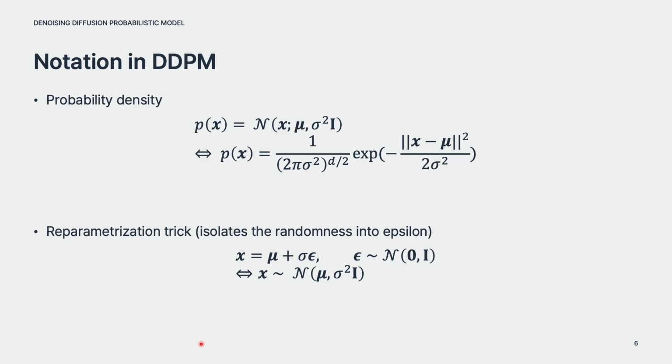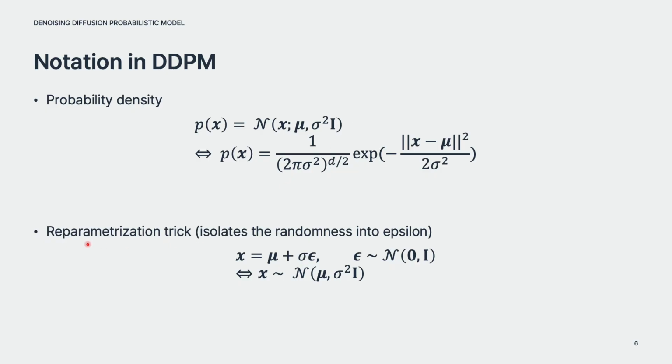Before we dive deeper into DDPM, there are a few notes on the notation used in DDPM. When we write p(x) equals N and so on, we simply mean that p(x) is the density of this Gaussian. And you can see that the variance of the Gaussian here is denoted as sigma squared times identity. And this special type of Gaussian is known as the isotropic Gaussian. And in DDPM, this special case of Gaussian will be mostly used.